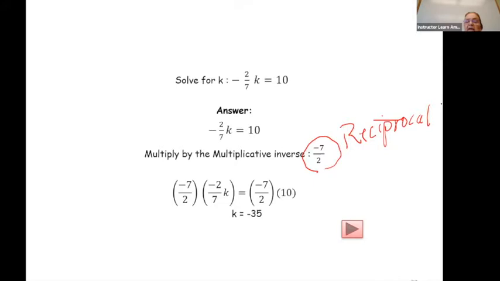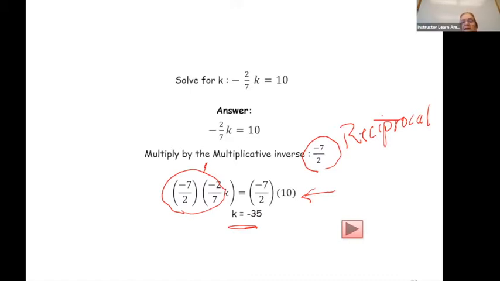And if you multiply a number by its multiplicative inverse or reciprocal, you're going to get 1. So when we multiply these two together, these two give us 1. And so we wind up with only 1k, or just k, since we don't usually write the coefficient 1. And then we have to multiply the other side of the equation by the -7/2 over here. And so we wind up with -70/2 or -35 as our final result.